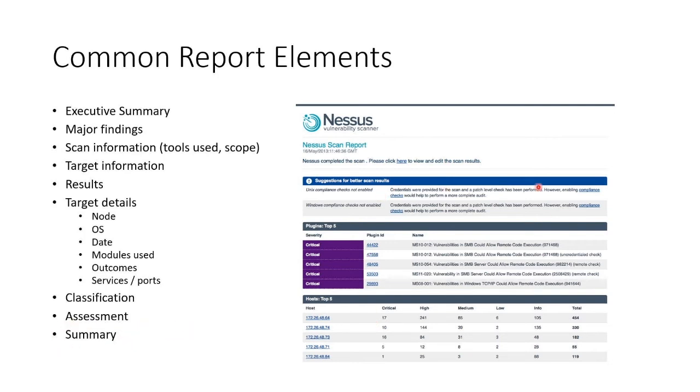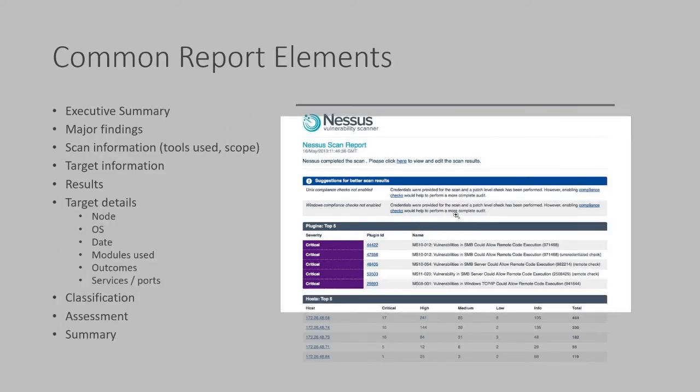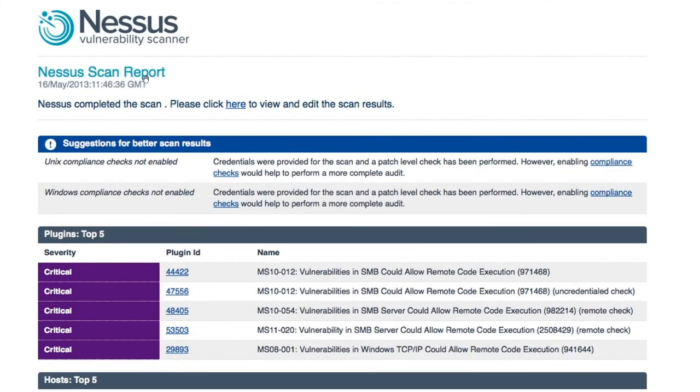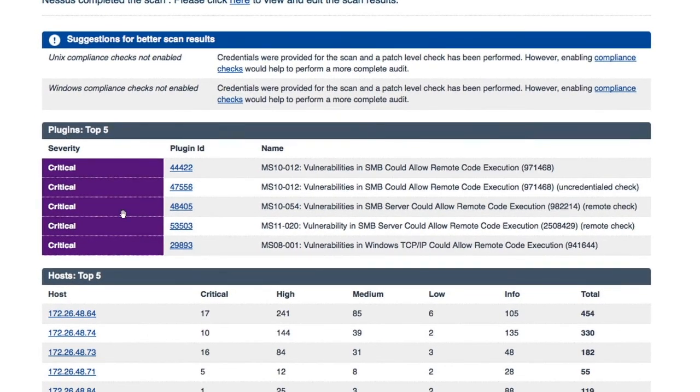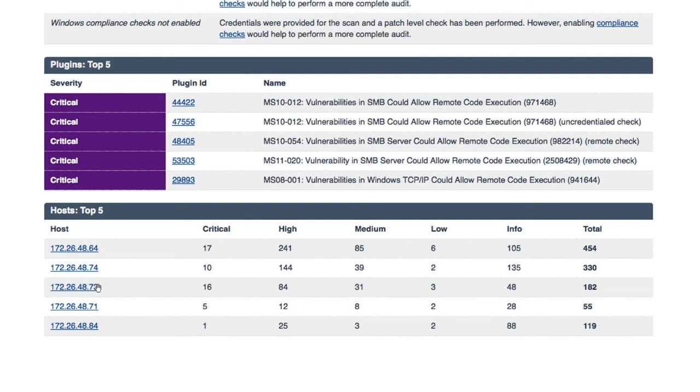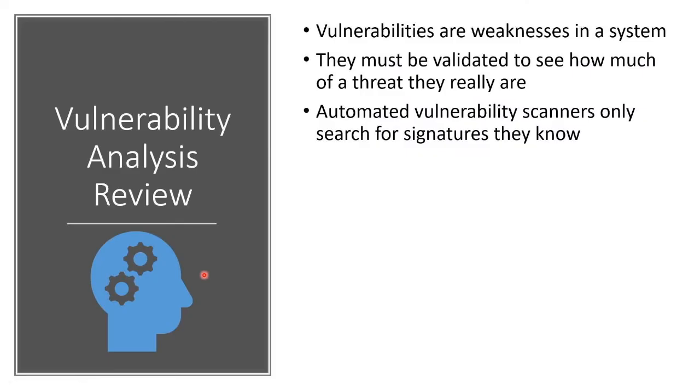So we can see sort of an example here. Here's a Nessus scan report, and we can see if we zoom in that the scan ran at a certain time, and here were the plugins that we used to go after certain things. So these were the modules that we used to go after things. The severity was critical. Here were like the top 5 hosts, and we found critical, high, medium, low, and informational stuff about each of these hosts. So that is just one example.